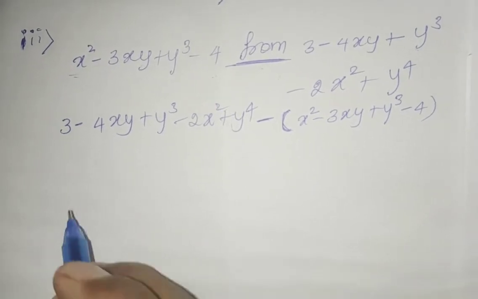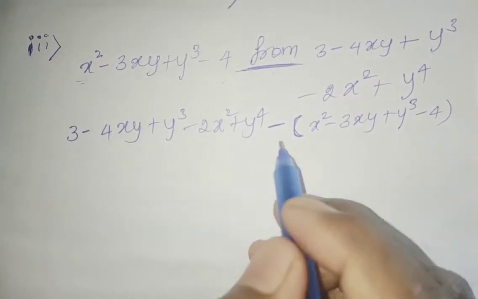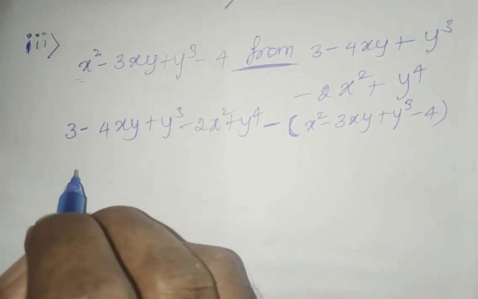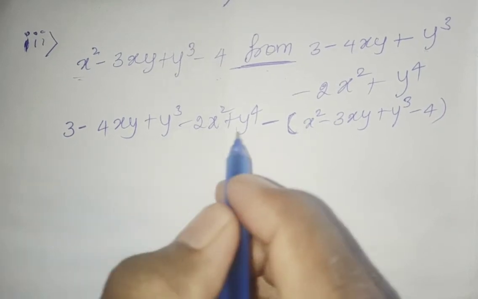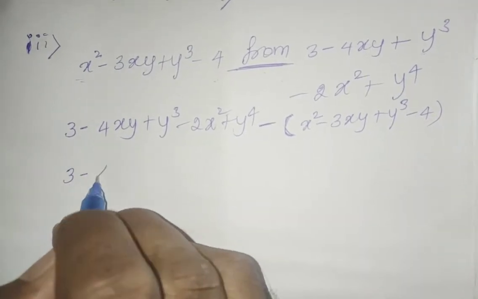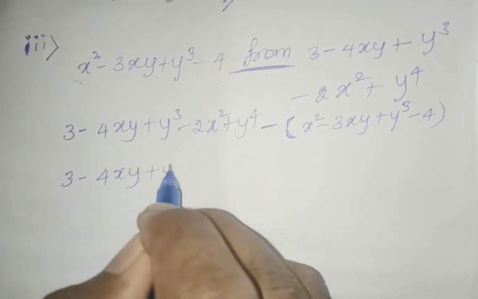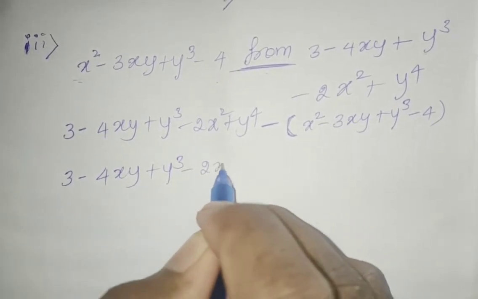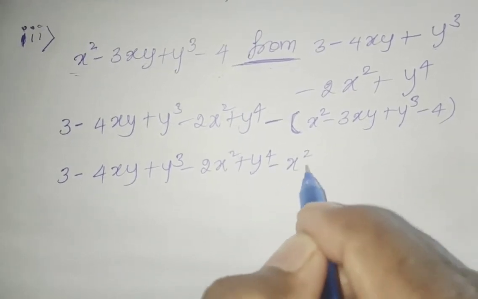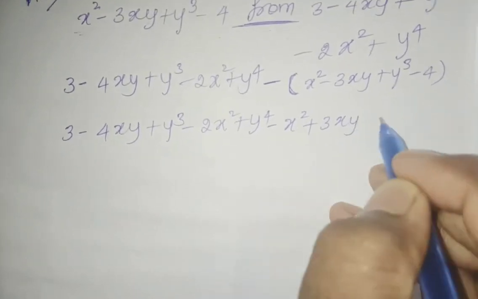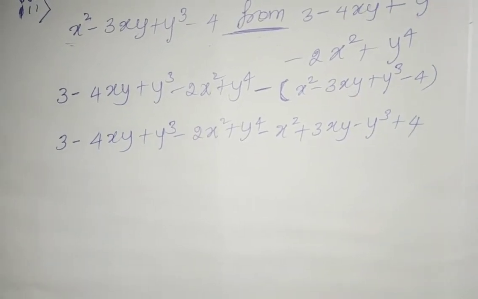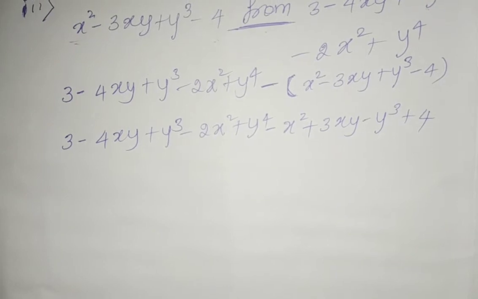Now open the bracket. First we have to open the bracket, BODMAS, again bracket open. Here you can write in standard form, or else keep as it is and write standard form afterwards. 3 minus 4xy plus y cube minus 2x square plus y raised to 4 minus x square plus 3xy minus y cube plus 4. Okay, done now. So the bracket is opened here.